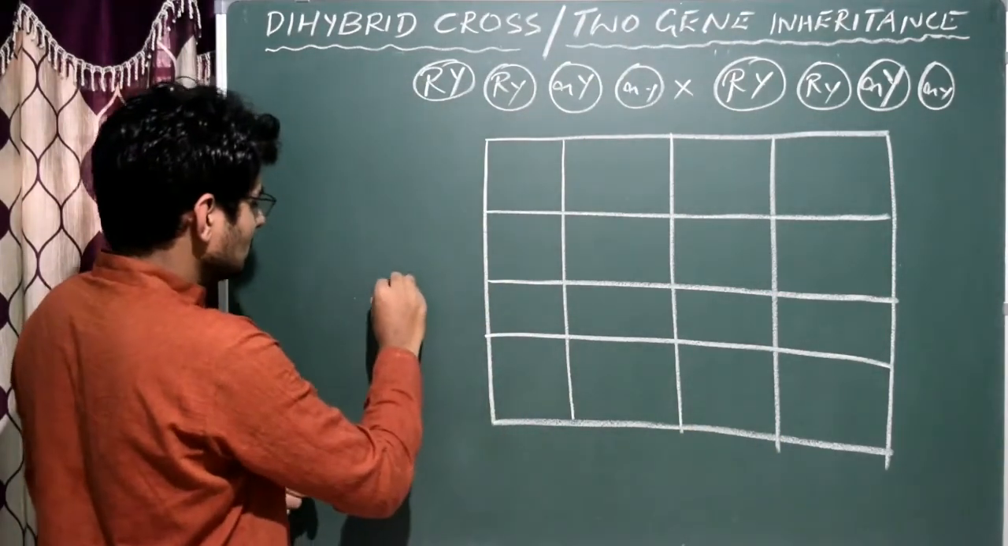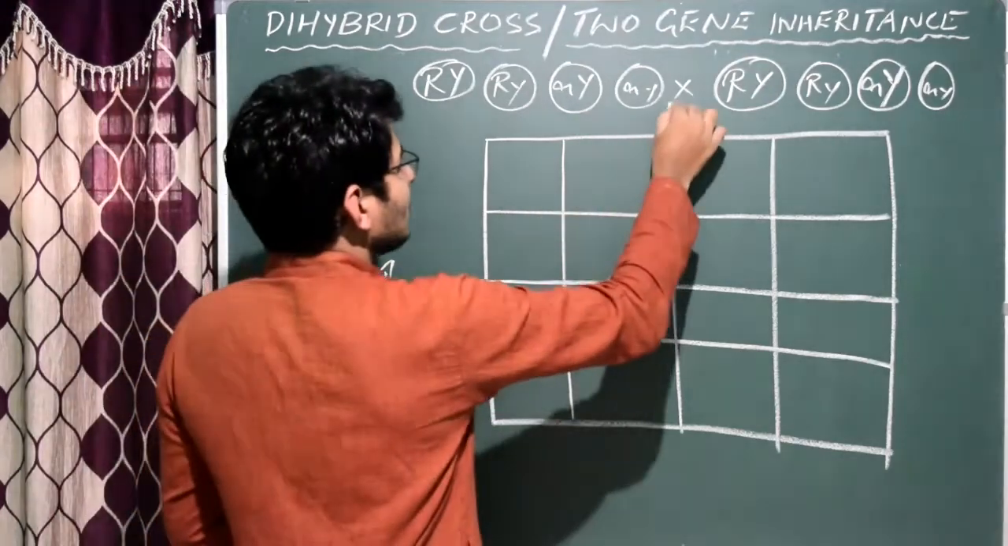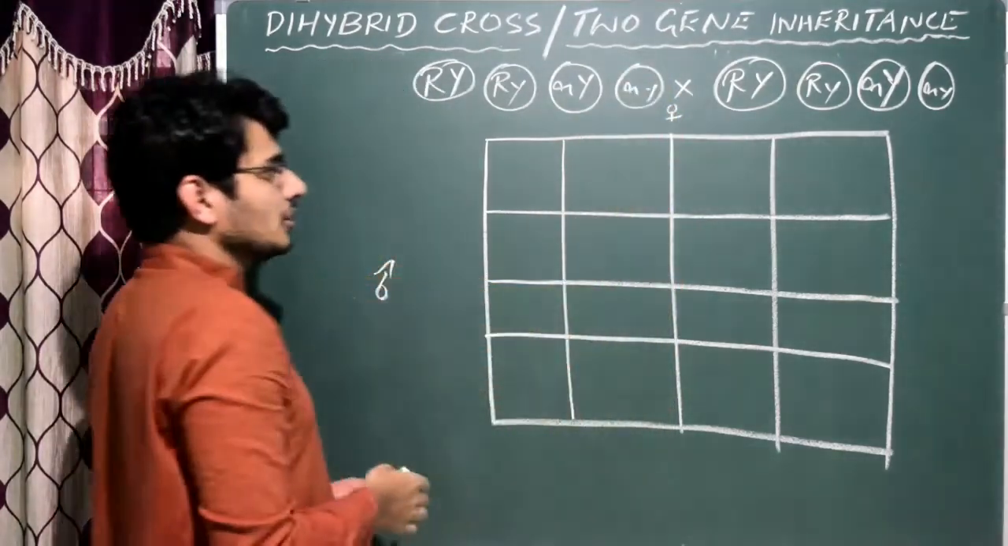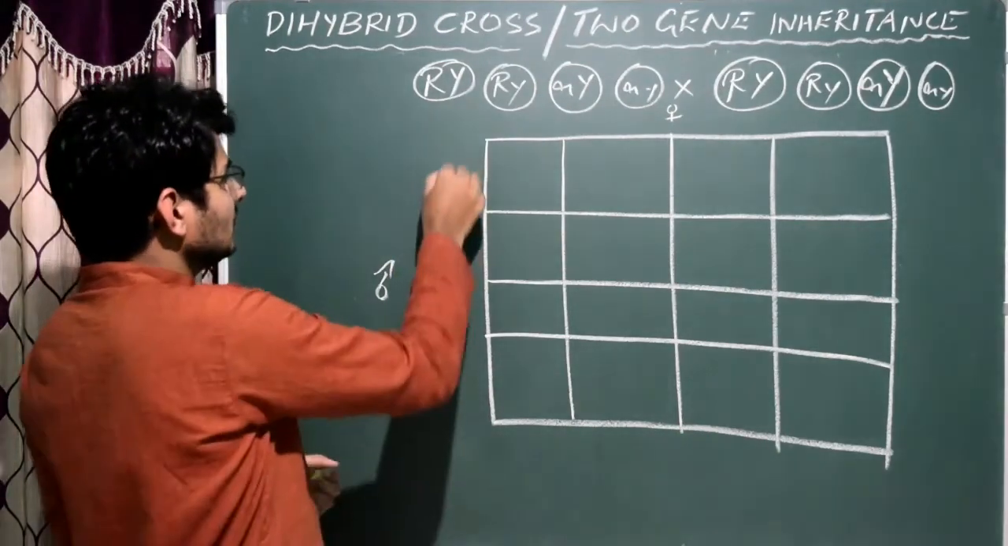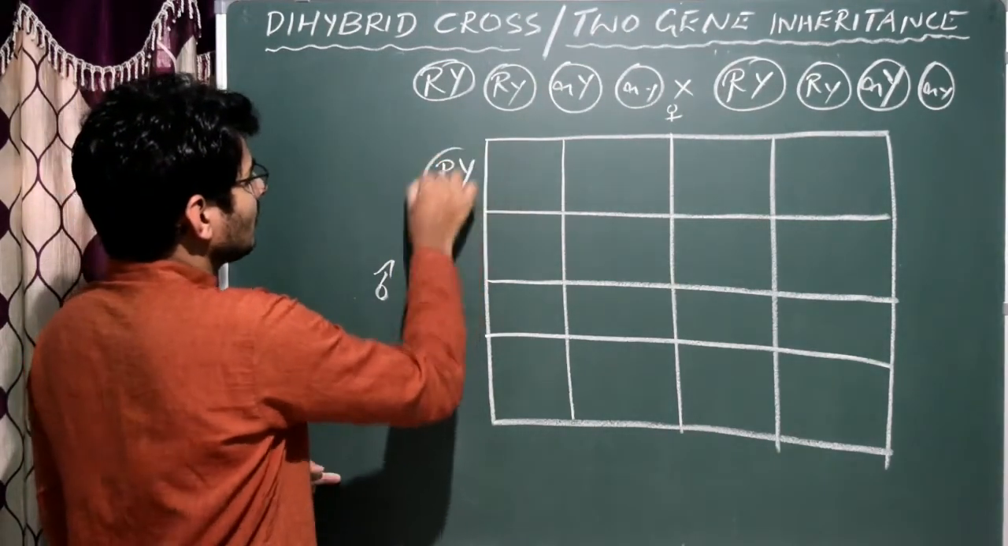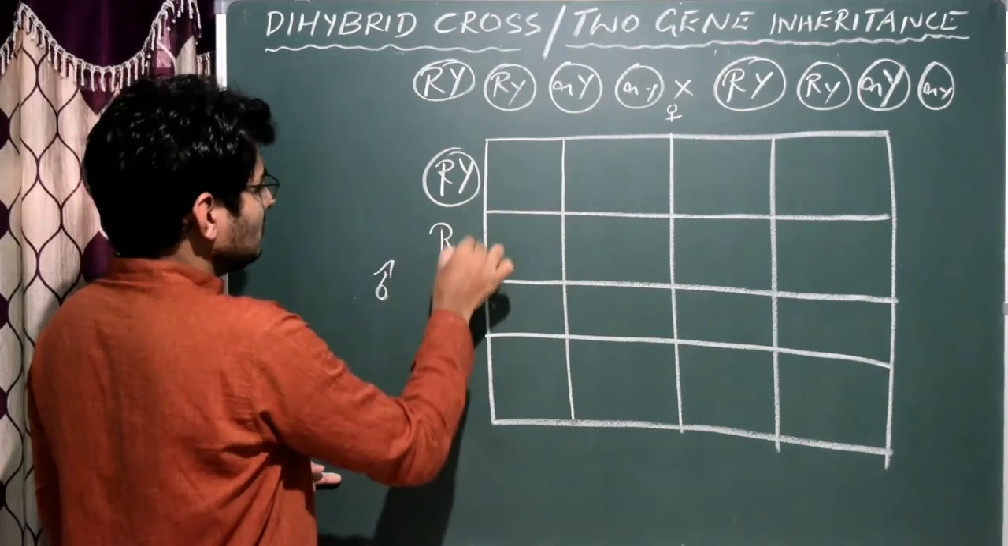Let us consider this side as male gametes, and the top of the Punnett square is for female gametes. Let us write the gametes here, that is male gametes. Again I am going to write this.